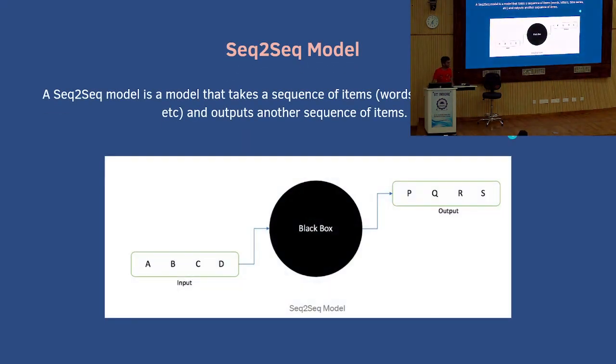So now we will look at what is a sequence to sequence model. A sequence to sequence model basically takes a sequence as an input and gives a sequence as an output. You can take the example of translation. In a translation, let's say you input an English sentence and you get a French sentence as output. So it is a sequence to sequence model. And here it is a black box, so we don't know how exactly the translation is happening.